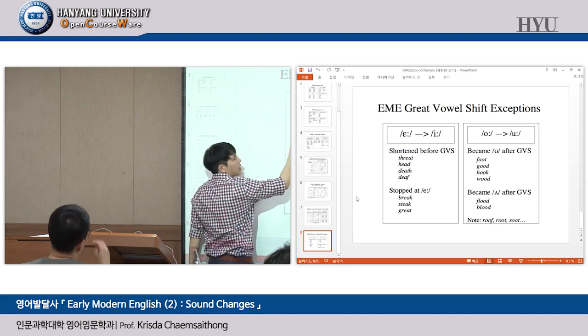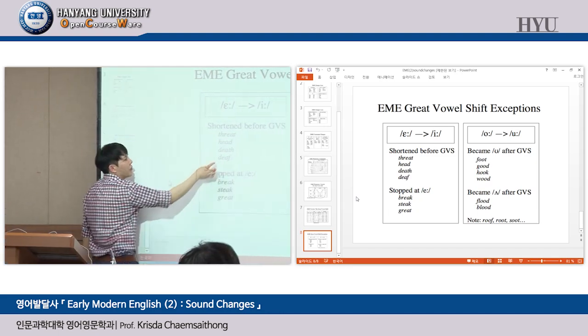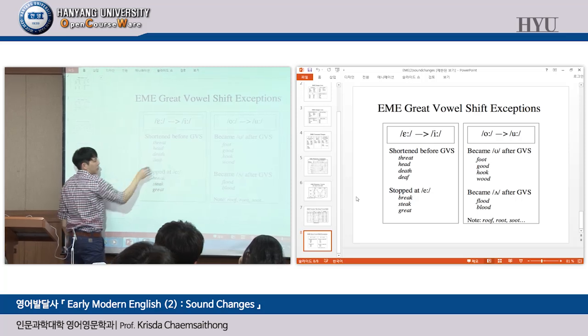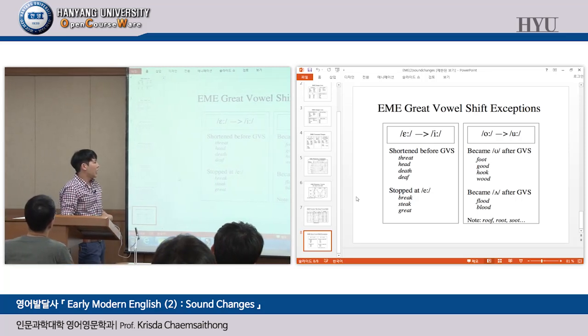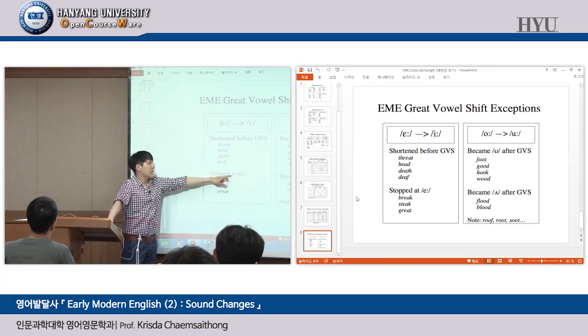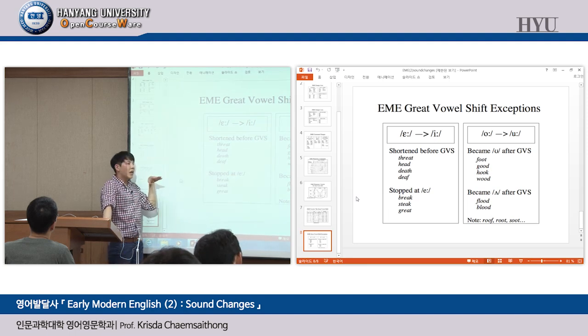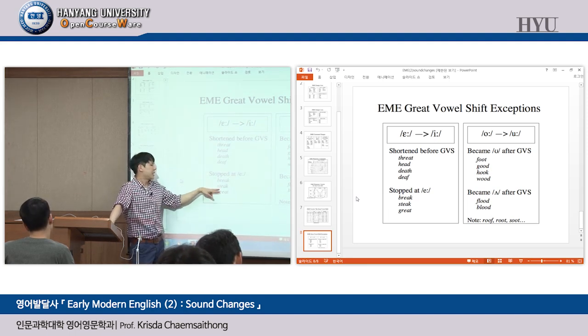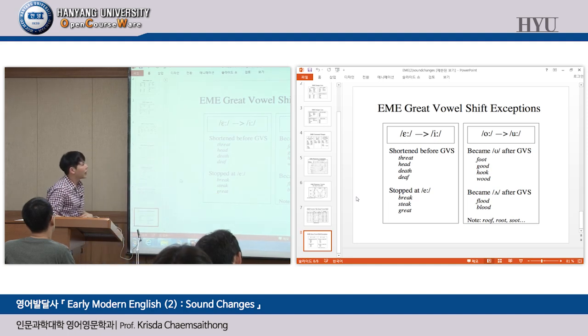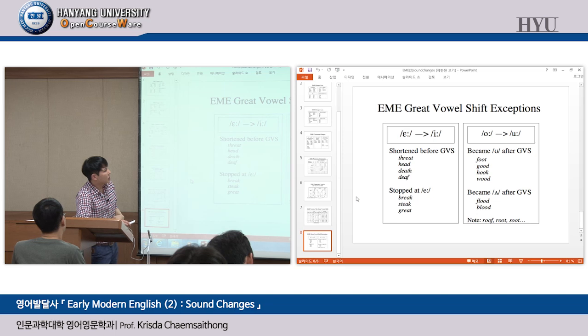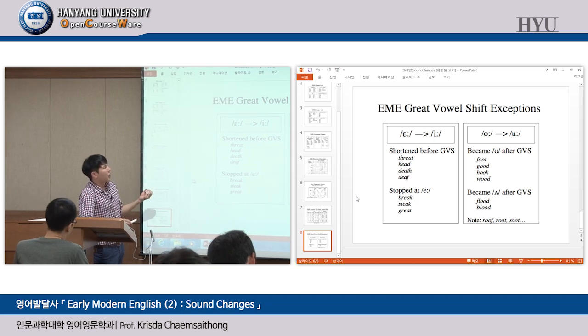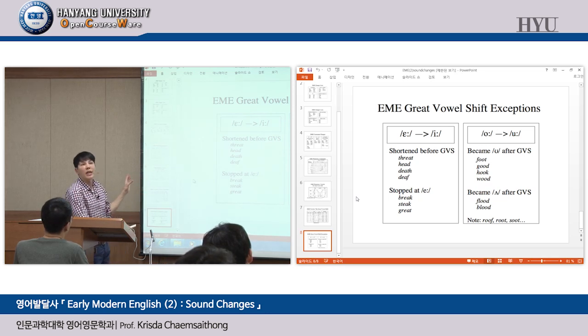One thing that happened is the shortening of the vowel before the final sound. And some words stop at the E, midway. Break, not breek. Steak, not steek. Great, not greet. And we talked about these already, that some words underwent further change to U or to schwa, like foot, good, hood, and wood, and flood and blood. So there are some exceptions to this sound change.